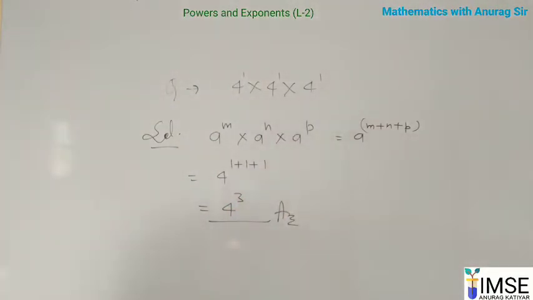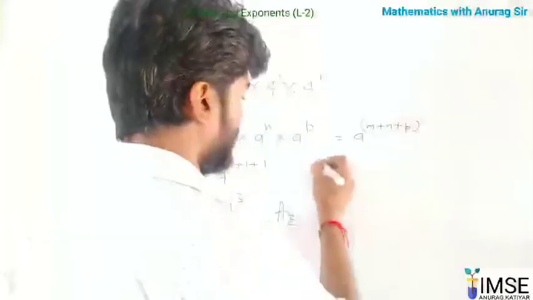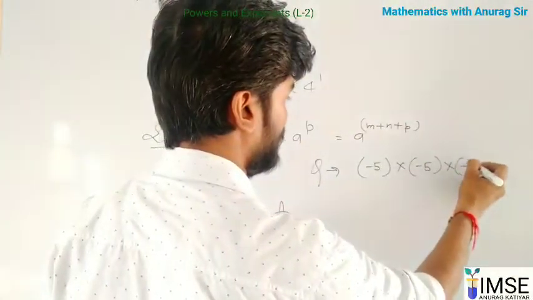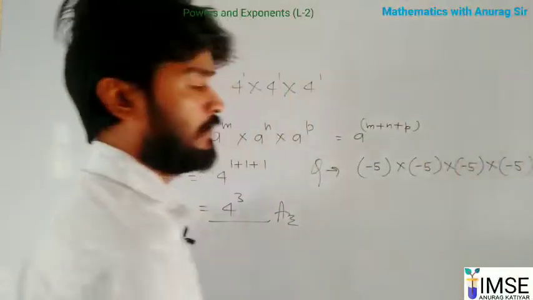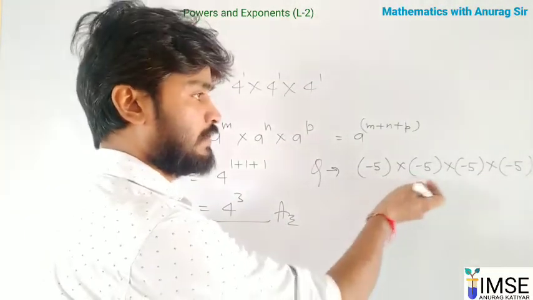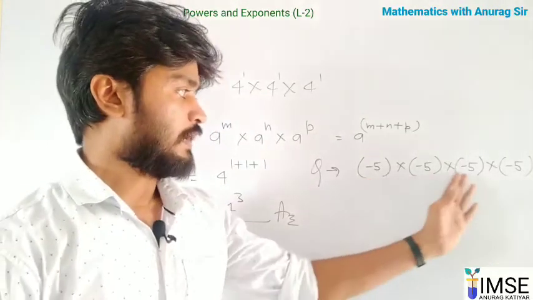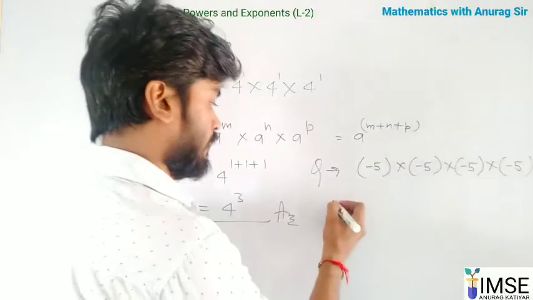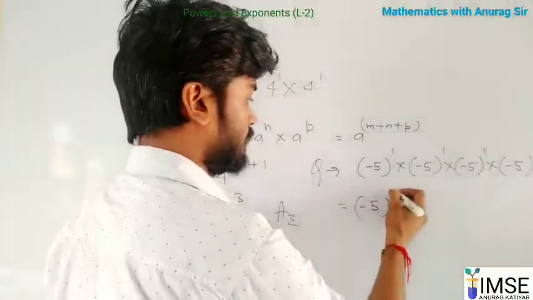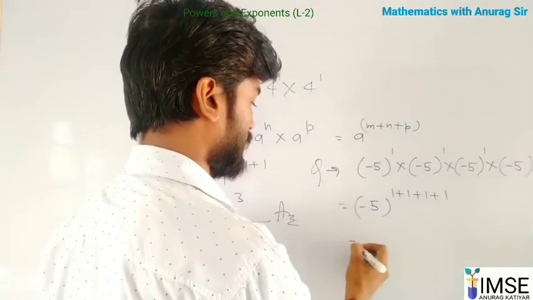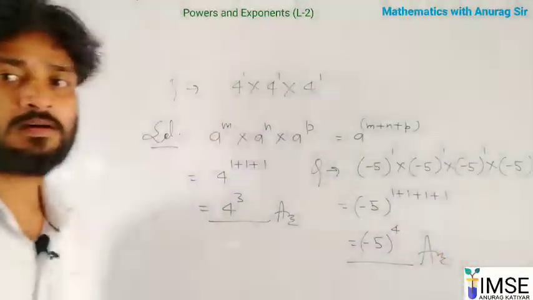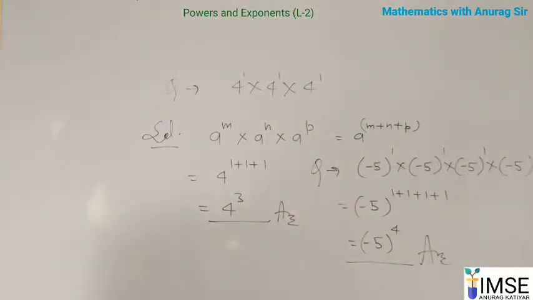So we take some more questions, dear students. If I take one more question, minus 5 into minus 5 into minus 5 into minus 5, and we write this in exponential form. So dear students, we see here all the bases are the same, minus 5. So here we apply minus 5 to power 1, 1, 1 and also 1. So 1 plus 1 plus 1 plus 1. So finally we have the answer minus 5 to power 4. So this is our answer.